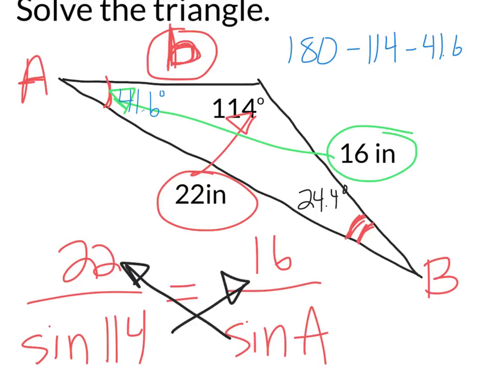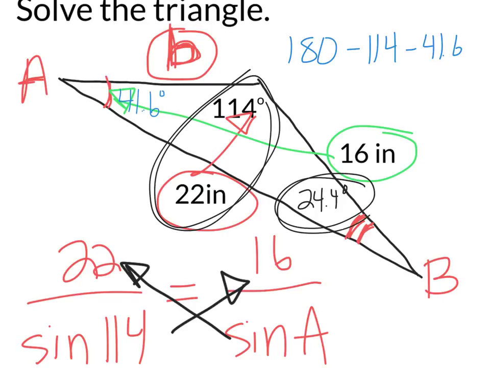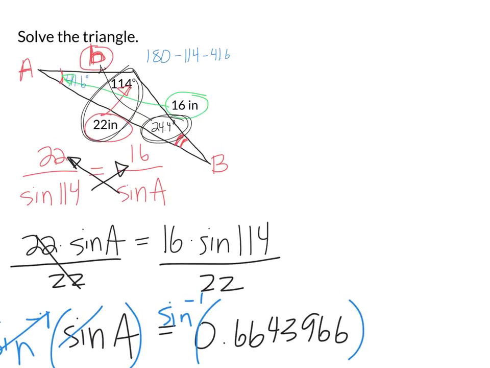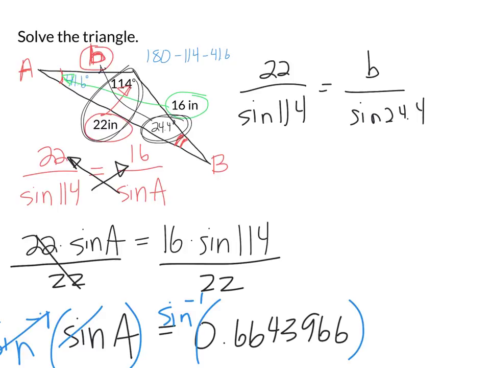So now I'm going to use this same ratio, 22 and 114, as well as 24.4 and side B. So I need to figure out what this third side is. So back to our law of sines, 22 over the sine of 114 is equal to side B over the sine of 24.4. Okay, so once again we're going to cross multiply.